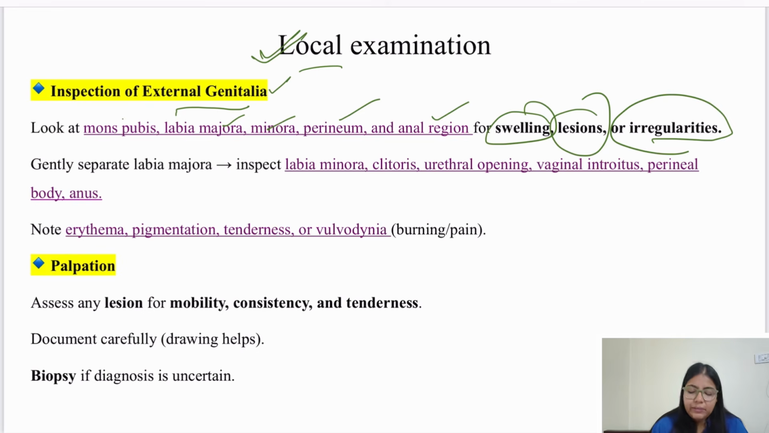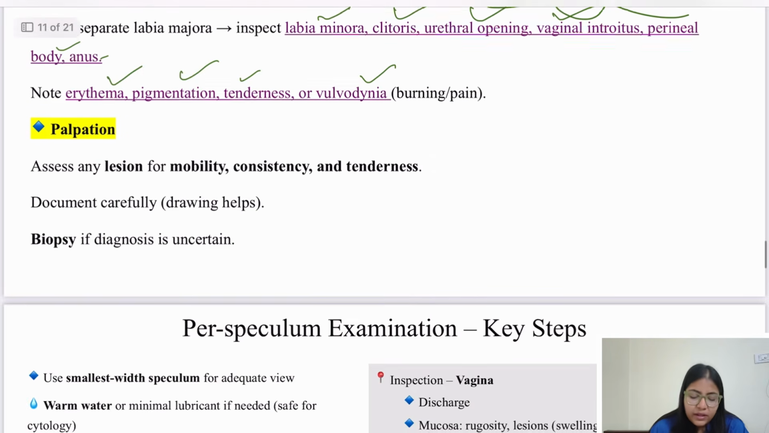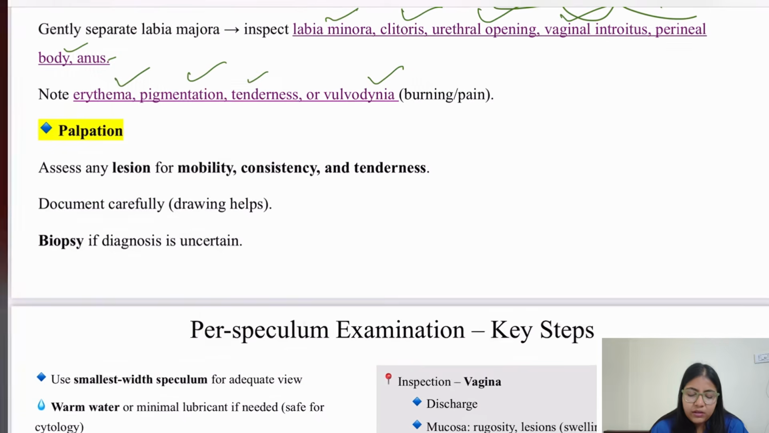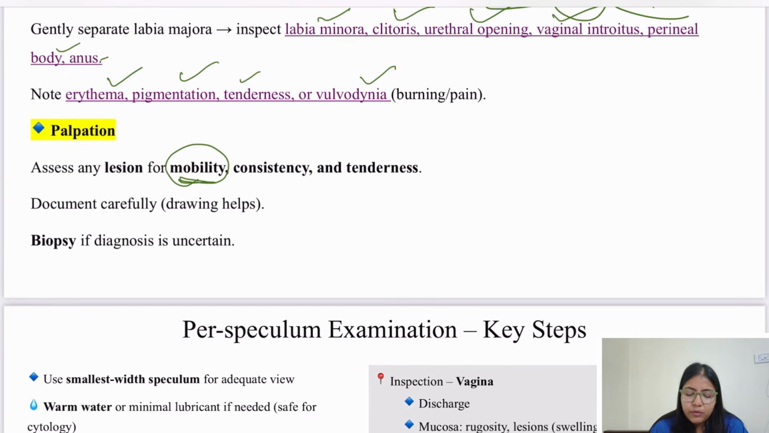Then you separate the labia. You just do your hand like this. You separate the labia and then you check labia minora, clitoris, urethral opening, introitus, perineal body and anus. And again look for any tenderness, pigmentation, erythema or vulvodynia. Vulvodynia is burning pain in the vulva. If you find any lesion, then you check for the mobility, consistency and tenderness of the lesion and the approximate size and location also.